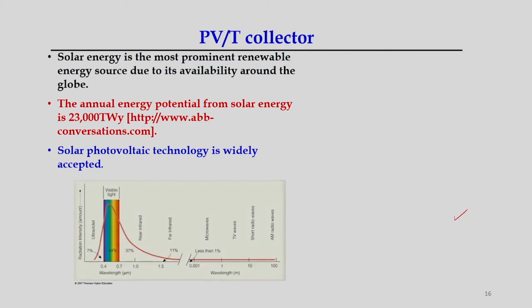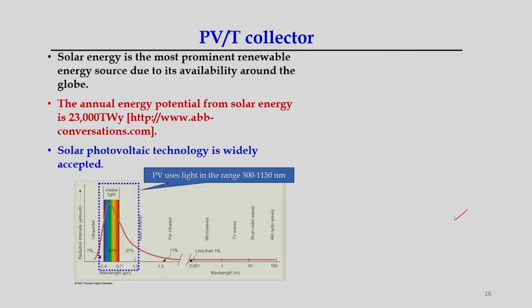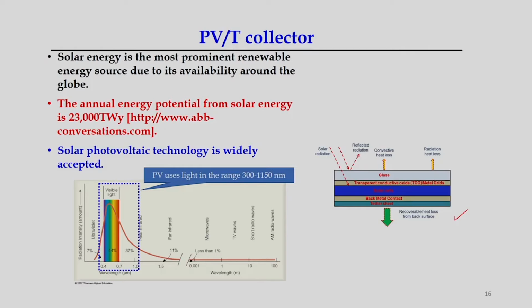Now, this spectrum is also familiar to you. It shows the radiation intensity versus wavelength. So, the visible wavelength range is used for PV conversion, and this is the structure of the PV. If we cut the PV module, we will have first glass, then transparent conductive oxide, TCO, metal grids, and then we will have solar cells, then back metal contact, then tether.